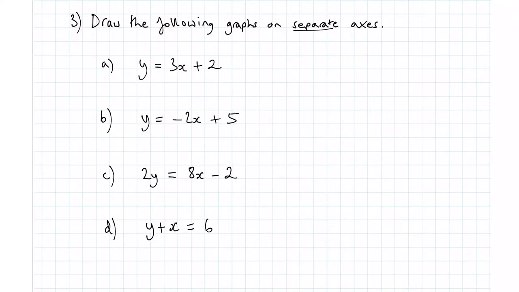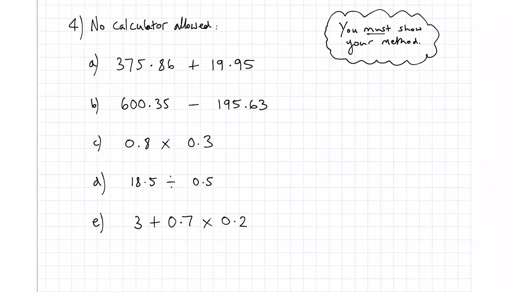Moving on to question 4. Calculations. It does say to show your method here. For each of these questions, can you please show a written method of some kind? This first one here would be columns, and again columns. There's various techniques for this, but whatever you do, you need to show your method. Please don't just type them into a calculator, there's no point doing that.